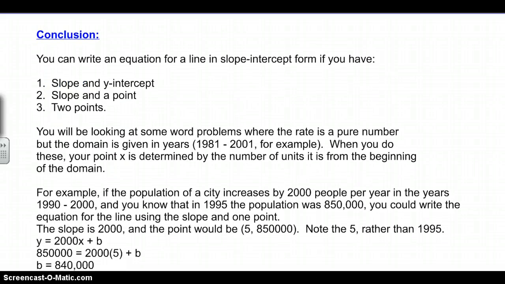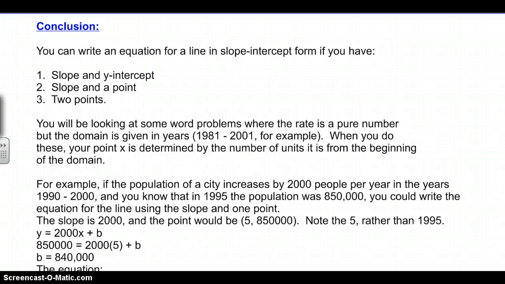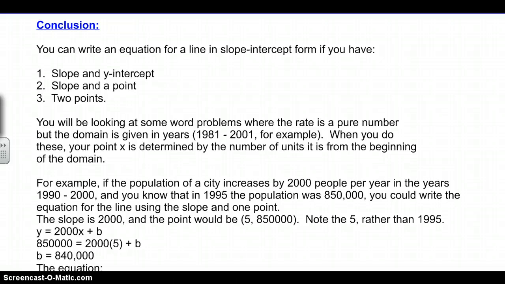Now, here's the conclusion. You can write an equation for a line in slope-intercept form if you have any of these things. First, a slope and a y-intercept. That's what we did in the simplest form in 5.1. 2, if you have a slope and a point, you can do it because you're going to calculate the y-intercept. And last, if you have 2 points, because you can calculate the slope and then calculate the y-intercept.